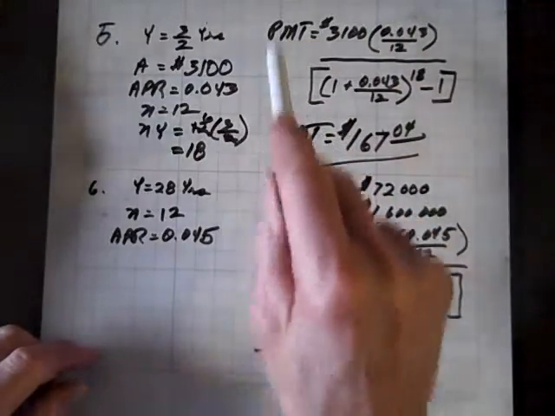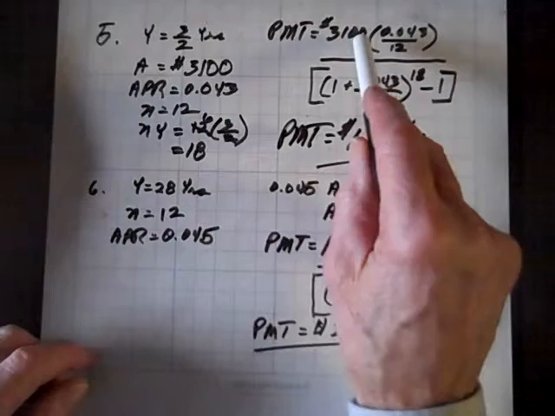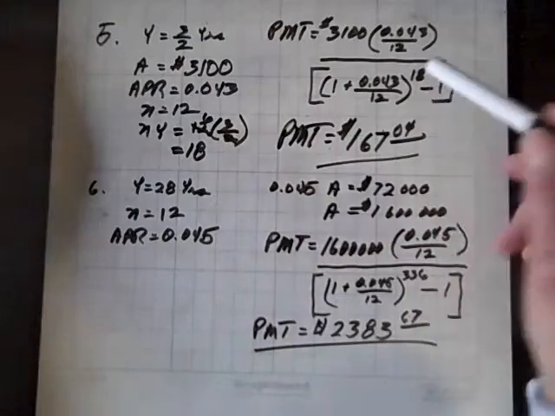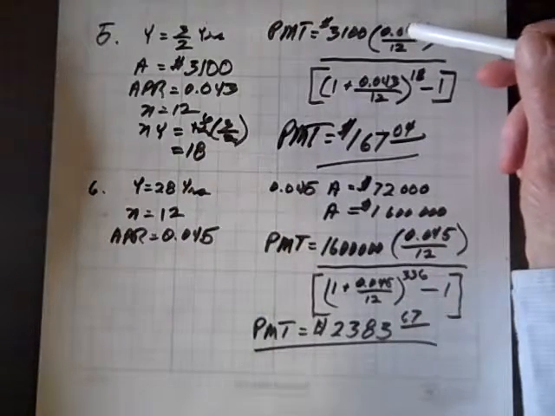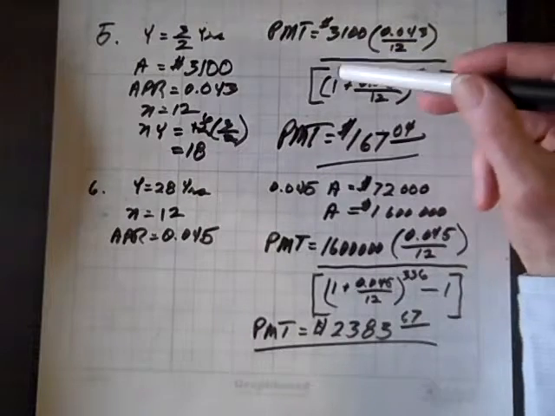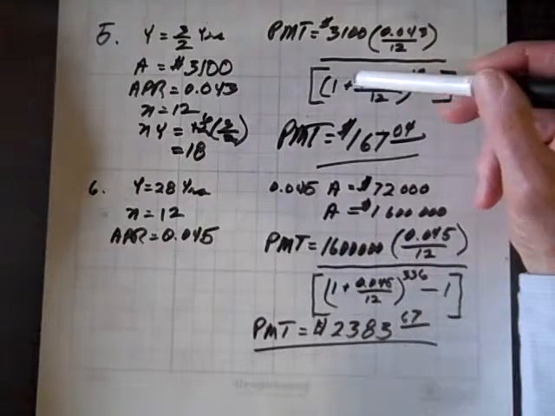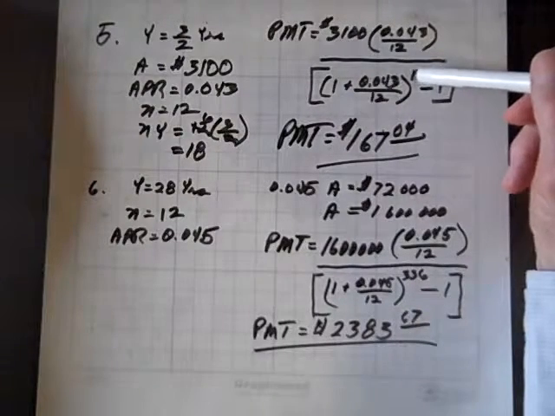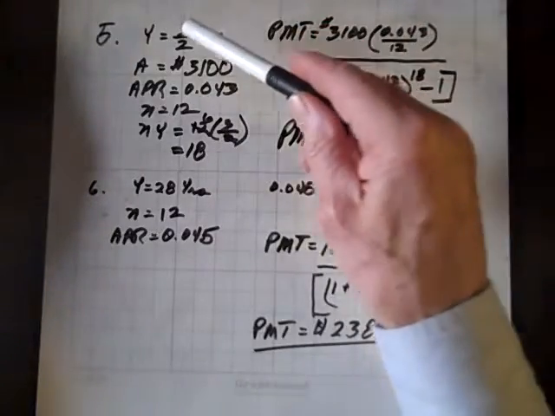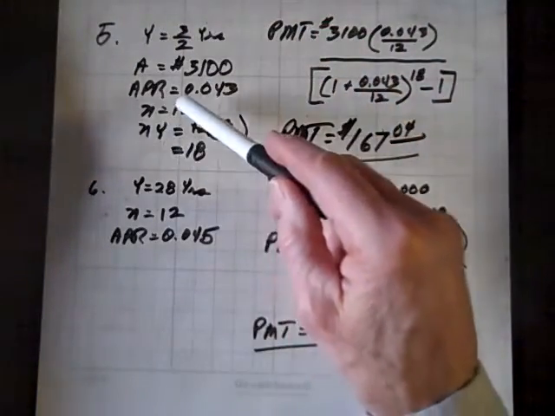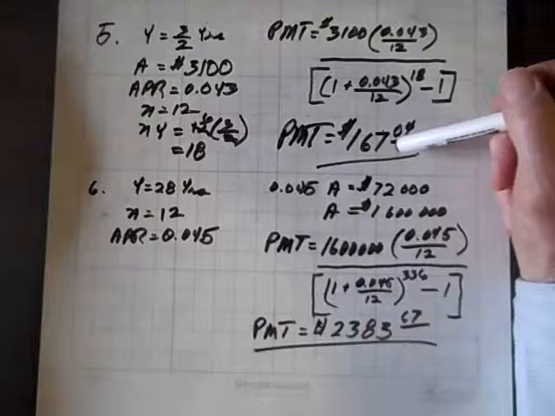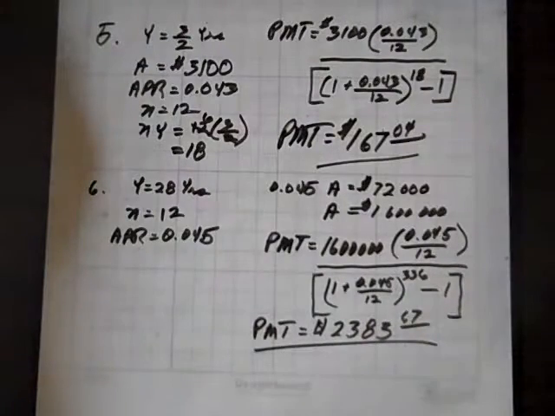So solving for PMT, we have in the appropriate position 3,100 times the quotient of 0.043 and 12, all of that divided by the quantity 1 plus 0.043 divided by 12, that quantity raised to the 18th power. Now we got that 18 by multiplying the number of years, which is 3/2, times 12, and minus 1. And what we get is a payment of $167.04.